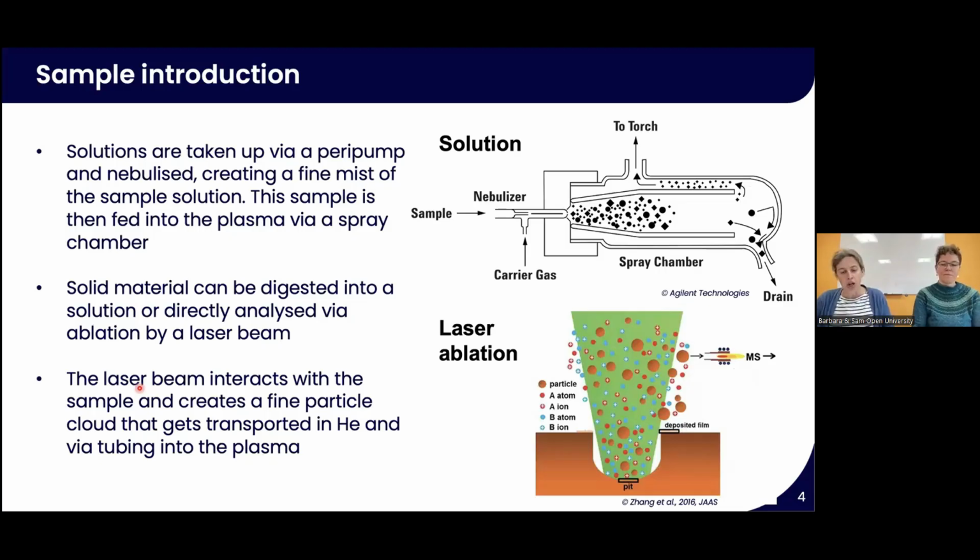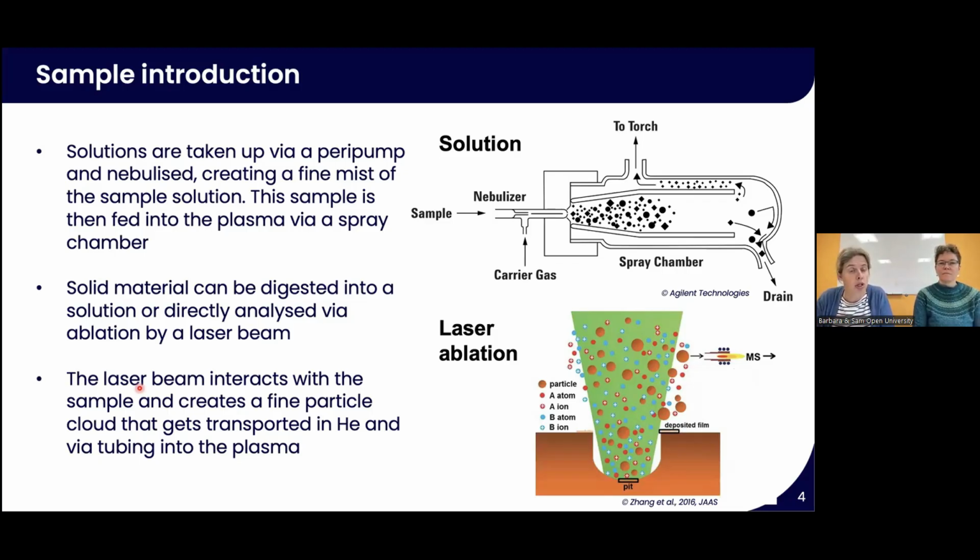So we're going to start at the beginning and work through from sample introduction through to the plasma and ionization. So thinking about sample introduction, I've said that we can either introduce solutions or solid material into our ICP machines, and we can either digest our solid material to turn it into a solution, or we can directly ablate that solid material.